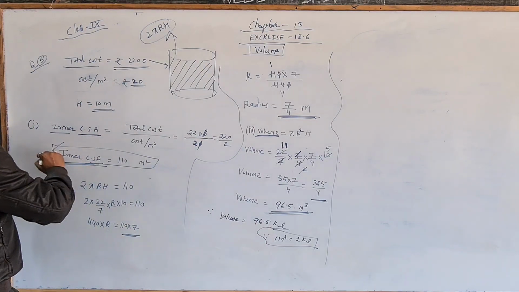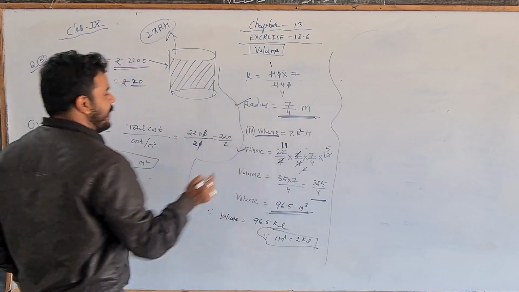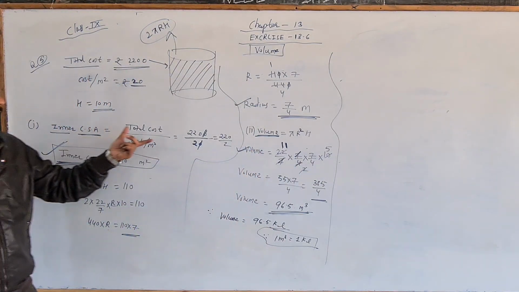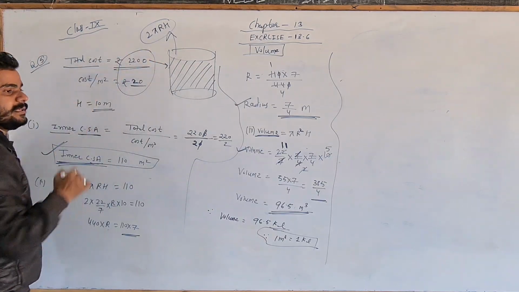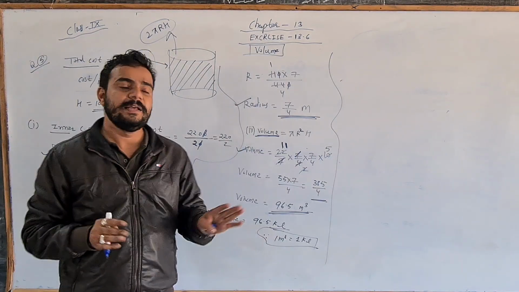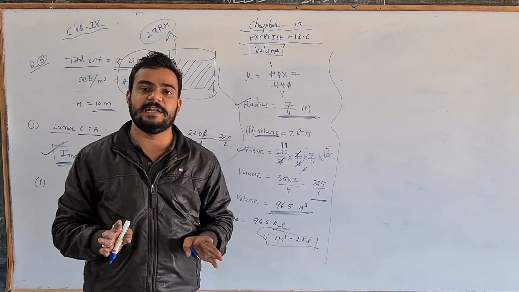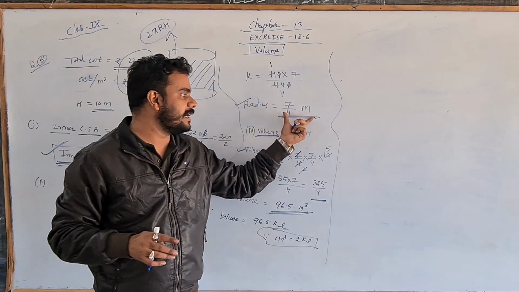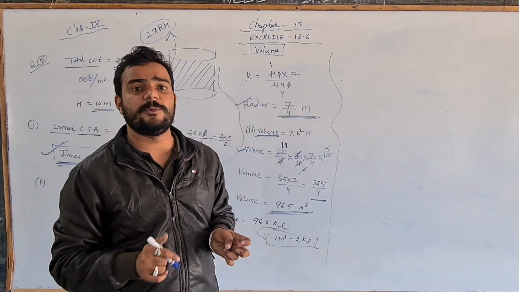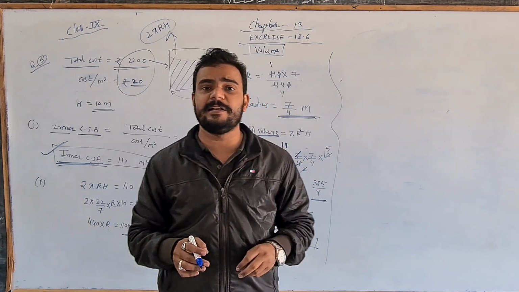First of all, the inner CSA, the second thing the radius, and the third thing is the volume. Capacity means volume. Just remember one thing, if two costs are given in a question, then when you divide both of the costs, you will get the CSA of the cylinder. After that, use the formula of CSA, then you will get the radius of the cylinder. Then we find the volume or capacity. The capacity of a cylinder is pi r square h.